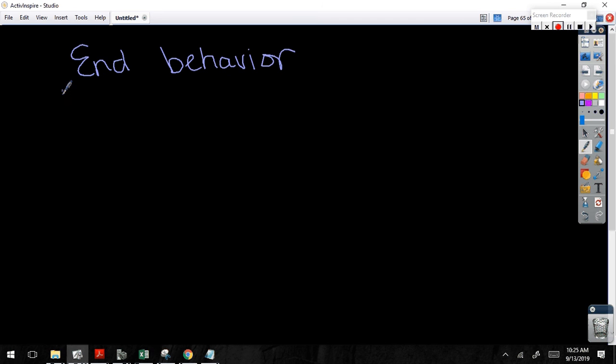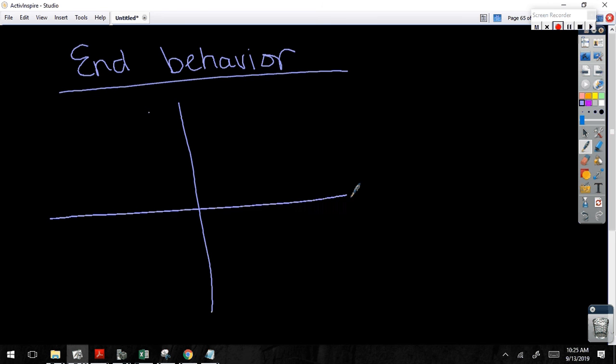End behavior is exactly what it sounds like. It tells you what the end of the graph is doing. It's just written in a mathematical sentence. That's the hardest part, understanding that mathematical sentence. So if I've got a graph, we'll just take a line to start with. Plain old line. We'll say this line is f of x, because we know that is just function notation, and it's y, right?